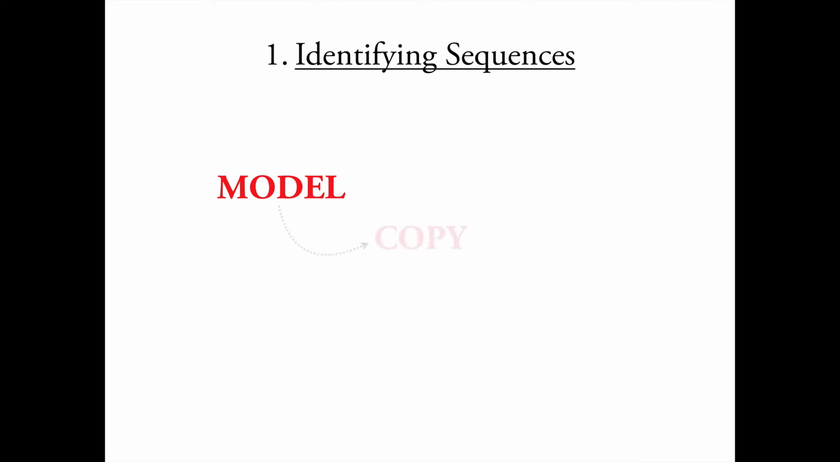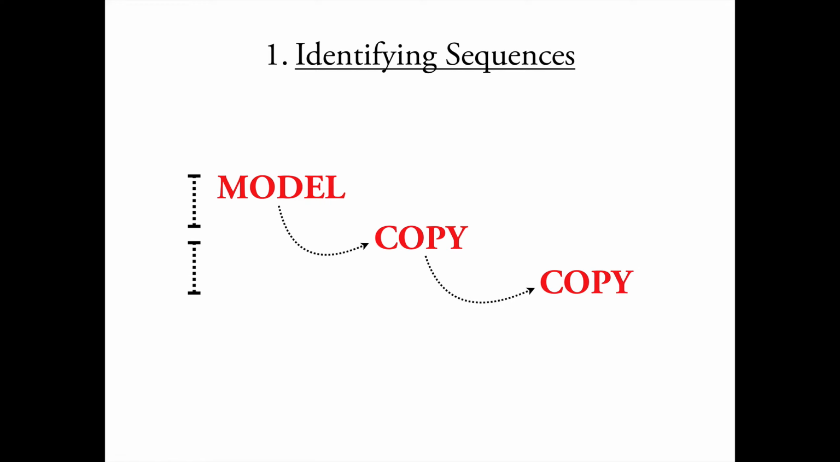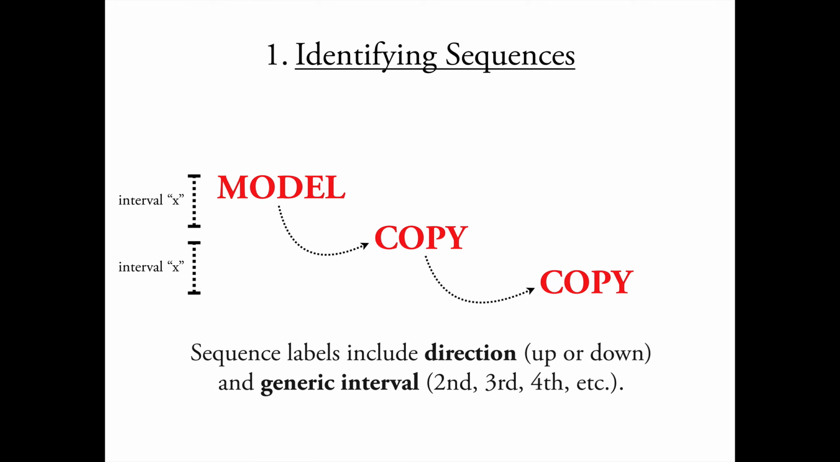Sequences may ascend or descend. A sequence label indicates the vertical distance between the model and each subsequent copy. This distance is indicated by an interval. Sequence labels include direction, that is up or down, and generic interval, that is second, third, fourth, etc.